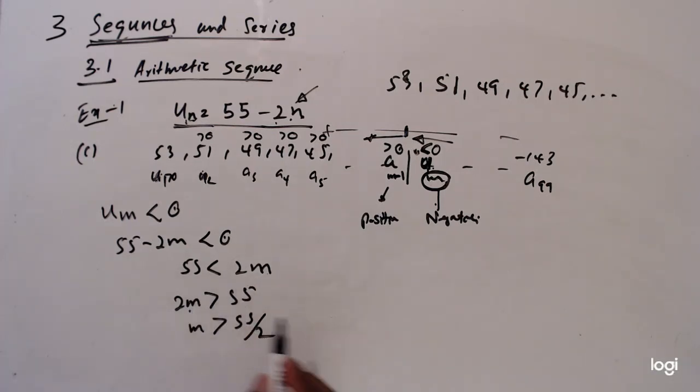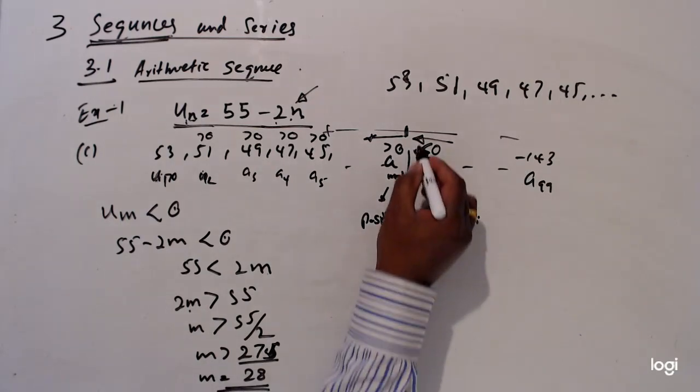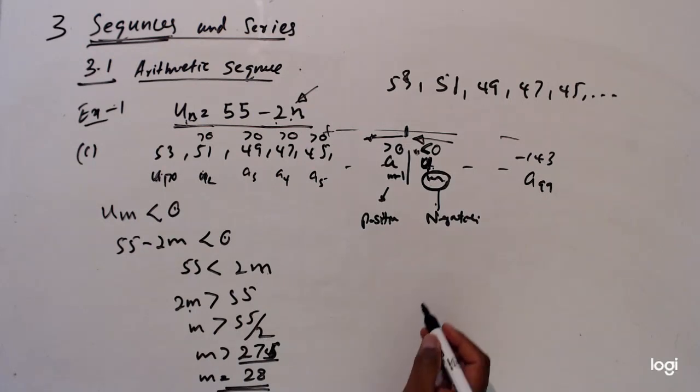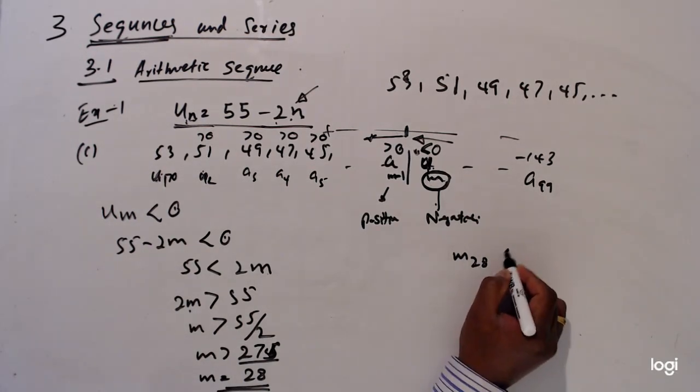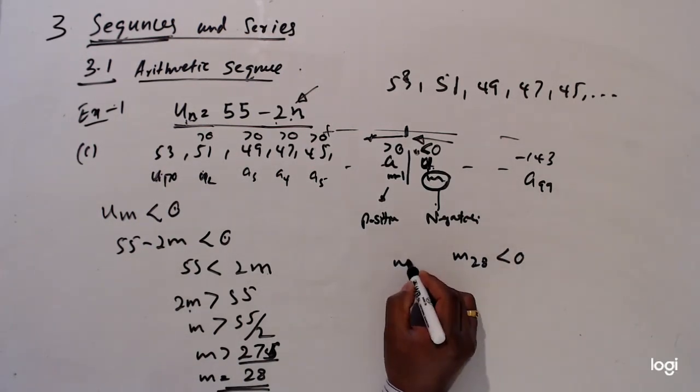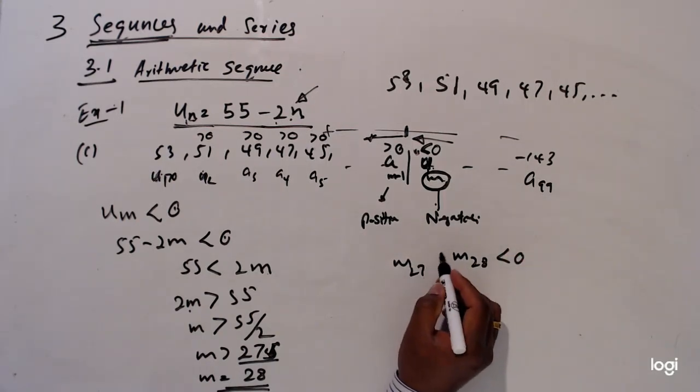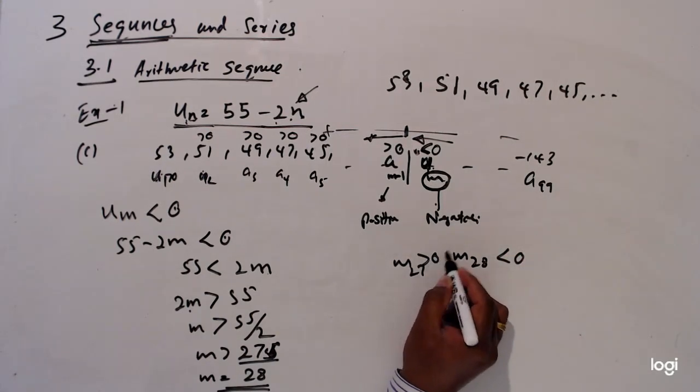And this is m greater than 27.5. This is a decimal number, so the next integer is 28. Then m equal 28 is the negative term. Basically u28 less than 0, u27 is greater than 0.